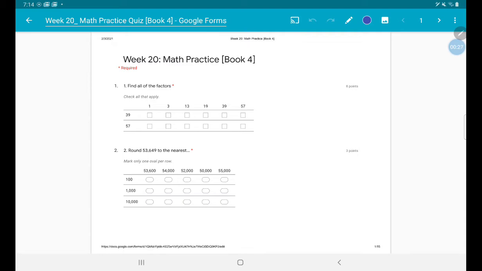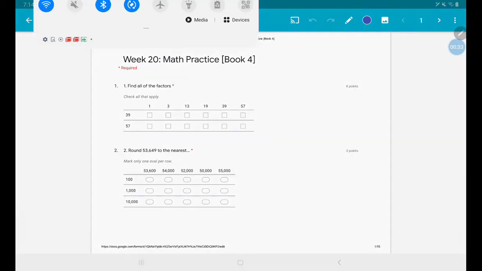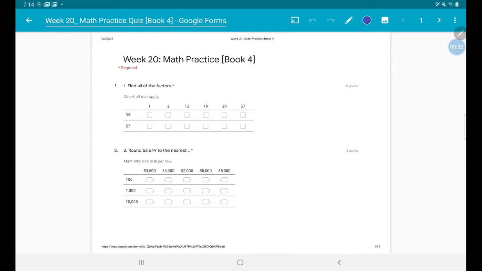And I hope that you really take the time to pay attention to this video to make sure that you understand everything that it's asking you to do. So we've talked a lot about factors lately. Factors are the numbers that multiply together to equal a product. So I'm finding all the factors of 39 first.